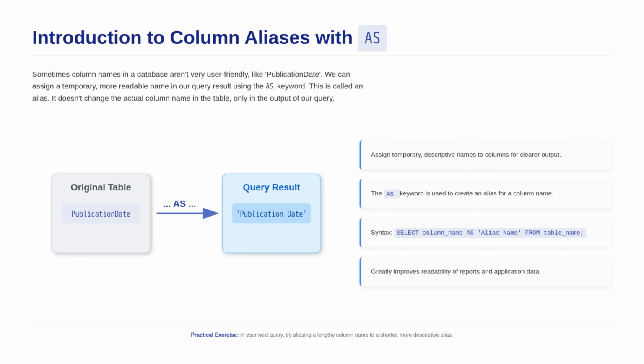Sometimes, column names aren't very user-friendly, like publication date. We can assign a temporary, more readable name in our query result using the as keyword. This is called an alias. It doesn't change the actual column name in the table, only in the output of our query.